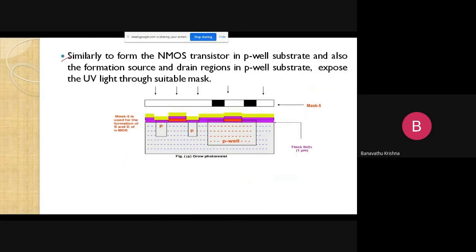Next, similarly, to form the NMOS transistor in the P-well substrate. Here it is the N-type substrate, this is the parent substrate, and this is the child substrate. The P-type substrate here is the P-well, which is a P substrate. If it is a P substrate, we need to implement the N channel. Similarly, for the NMOS transistor in the P-well substrate, and also the formation of source and drain regions in the P-well substrate, expose UV light through a suitable mask. Okay, so this is the UV light here.